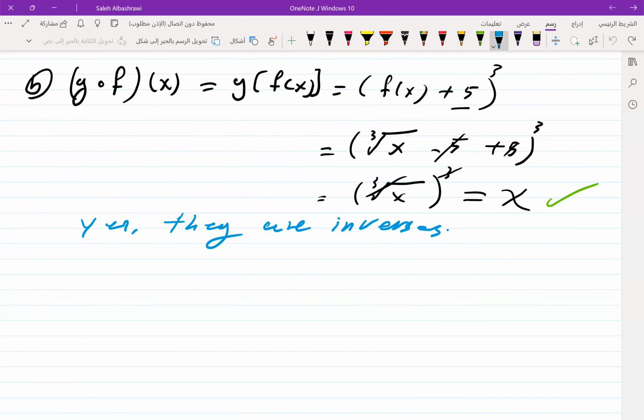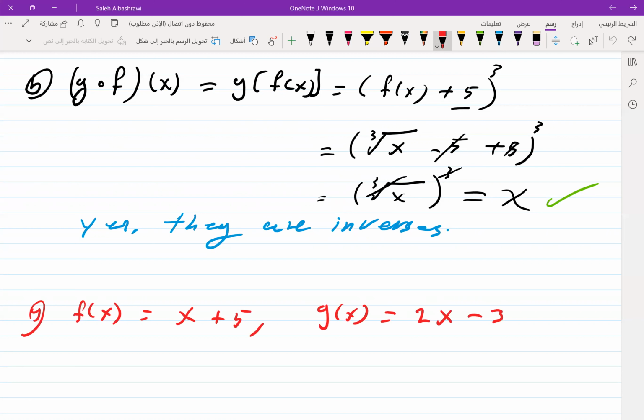I have to find f composite g and g composite f. If both of them give me x, then they are inverses. If they are not giving me x, then they are not inverses. And I can check this with one more example, number 4. Let f of x equal x plus 5, and g of x be 2x minus 3. Let's check, are these inverses or not?